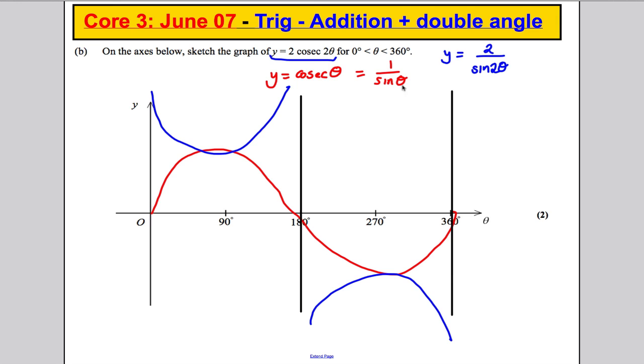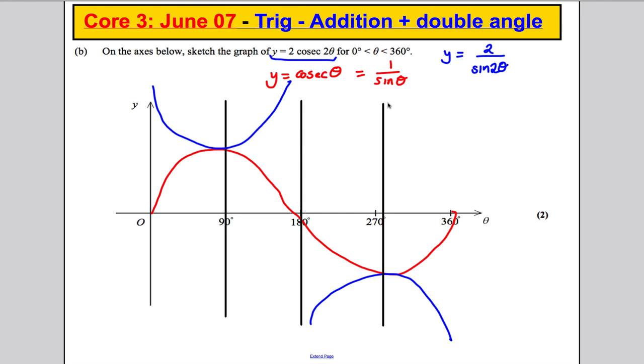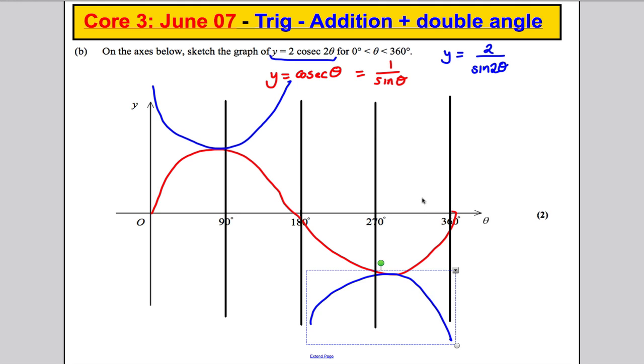Now, I'm actually drawing 1 over sine of 2 theta. Even 2 over sine of 2 theta, but 1 over sine of 2 theta for now. That is a squash by a factor of 2. So actually, there's going to be a bell shape in there, there's going to be another one there, and another one here, and another one here. Okay, so I can rub these out here.